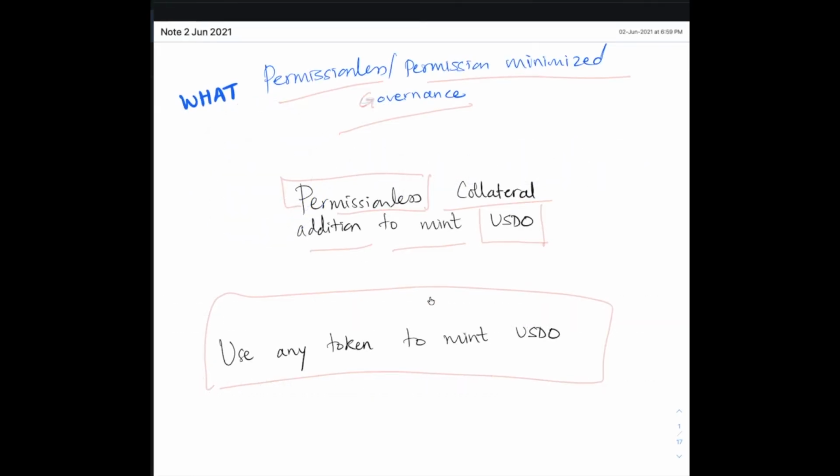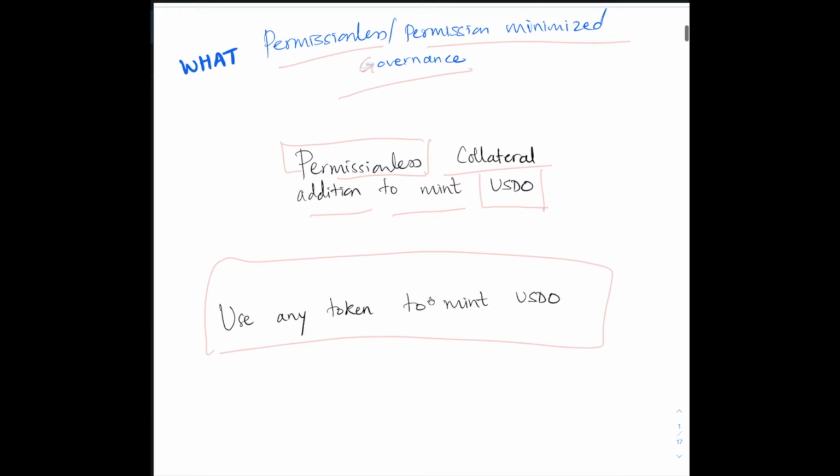Hello, this is Moresh, and today we are going to talk about permissionless, permission-minimized governance at OpenDAO. One of the key objectives of permissionless, permission-minimized governance is to reduce and eliminate bureaucracy wherever possible.